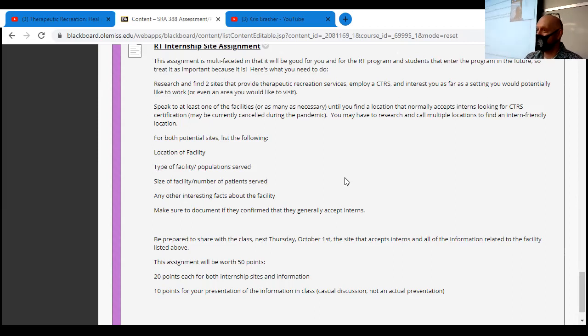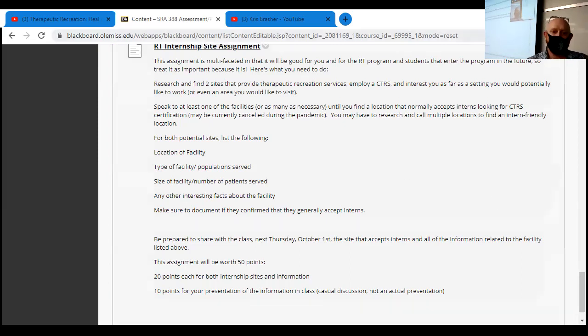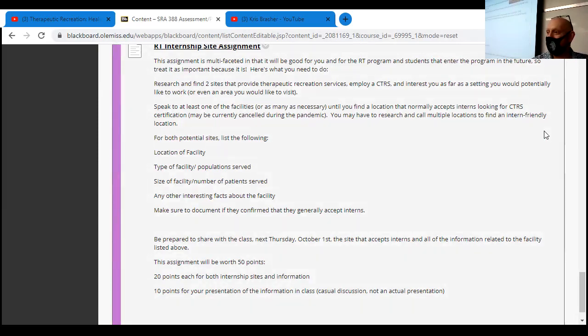So it doesn't have to be right here in Mississippi. It doesn't have to be close. It could be in Alaska. I don't care where it is, as long as they have a CTRS on staff and they will do CTRS internships. So find two sites that provide therapeutic recreation services. Find out, you may have to actually email or call to get this answer, whether they have a CTRS employed on staff, and whether or not they accept interns.